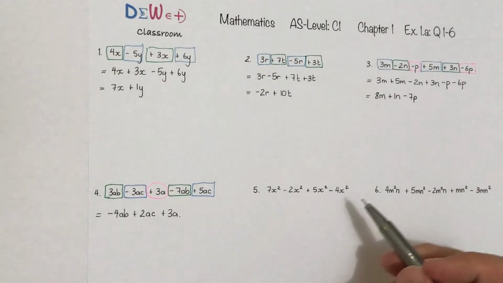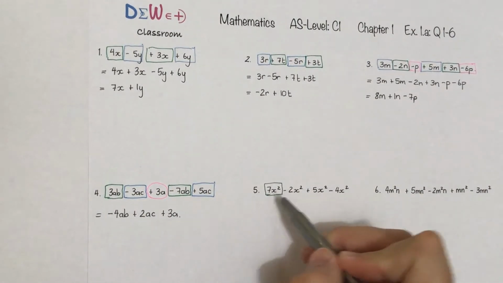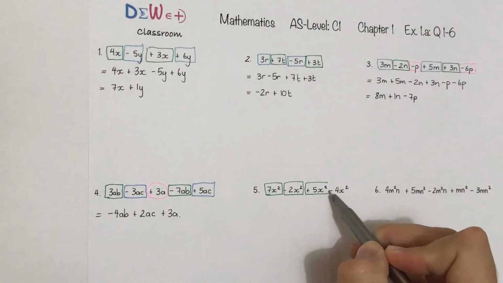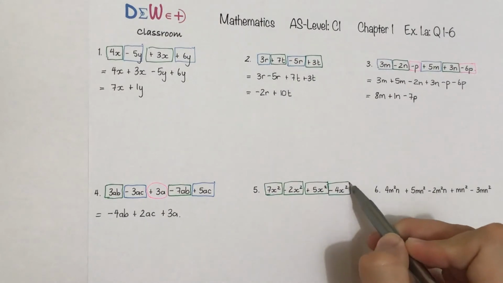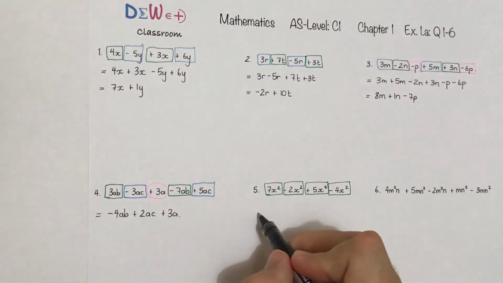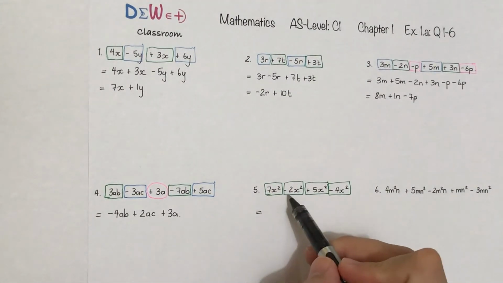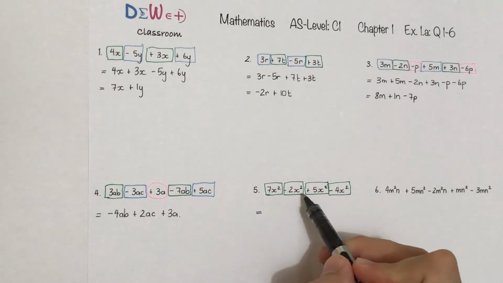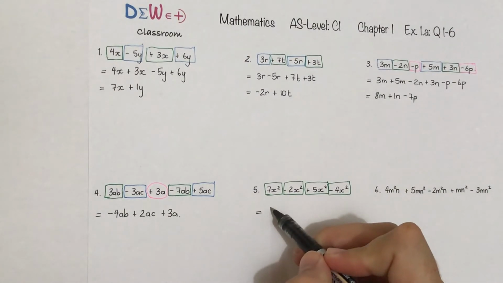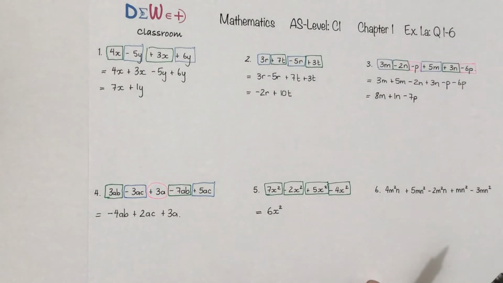For question number 5, we will do the same thing. We have 7x squared minus 2x squared plus 5x squared minus 4x squared. In this case, all the terms are like. So what we will simply do is add the coefficients. 7 minus 2 is 5, plus 5 is 10, minus 4 is 6. So we have 6x squared. A very, very easy little one over there.